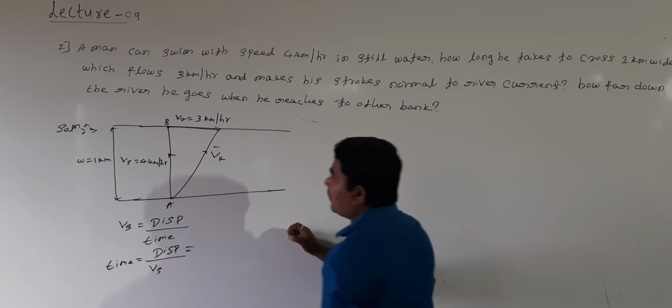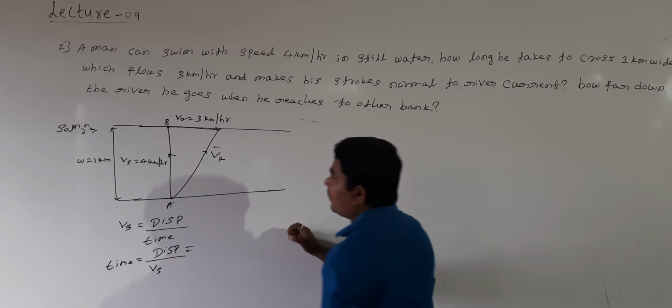One more thing is asked: how far down the river does he go when he reaches the other bank? Due to the flow of the river in this direction, the person may get carried down. How to calculate the distance? The distance can be calculated by taking the speed of the river into this time. See here, what is the speed of the river? VR. Distance divided by time, speed again.